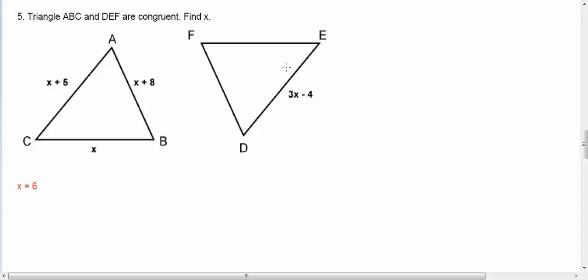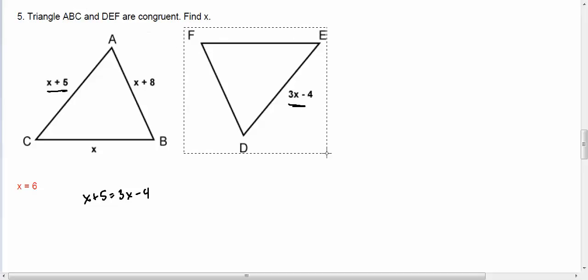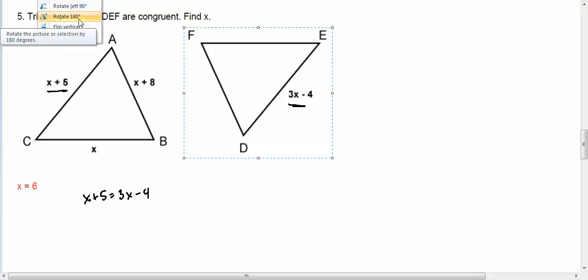Now, if I were initially looking at this problem, you have the longest side on this triangle right here matching up with the longest side of this triangle right here. So this side will match up with that side over there, and then you'll have something like x plus 5 equals 3x minus 4. Now, I can actually demonstrate that this is the case by rotating this a little bit. Let's rotate this 180 degrees.